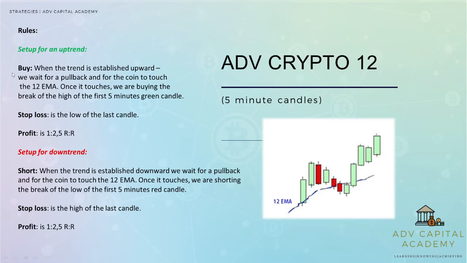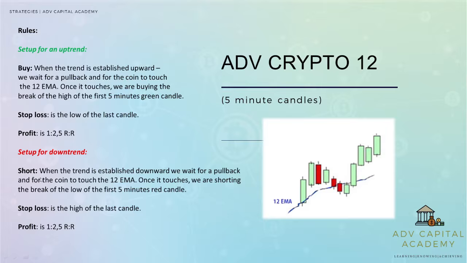Rules. For an uptrend, we buy when the trend is established upward on a daily chart. Then we look at the 5-minute chart and we wait for a pullback and for the coin to touch the 12 EMA. Once it touches, we are buying the break of the high of the first green candle. Stop loss is the low of the last candle. Profit is 1 to 2.5 risk to reward.